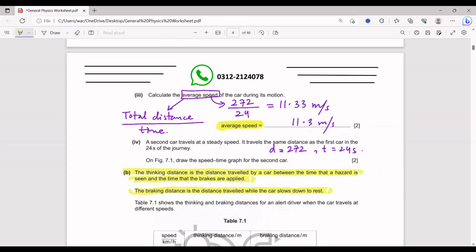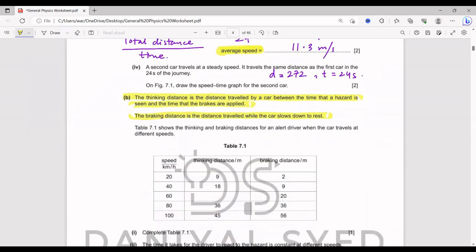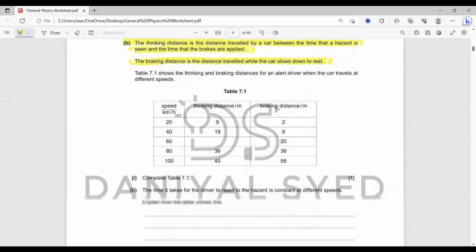Now, table 7.1 shows thinking and braking distances for an alert driver when the car travels at different speeds. Now, complete the table. So, beta, you have to complete the table. If you find that there is a difference of 9 meters in the previous and the next value, then 9 plus 9 is 18, plus 9 is 27.